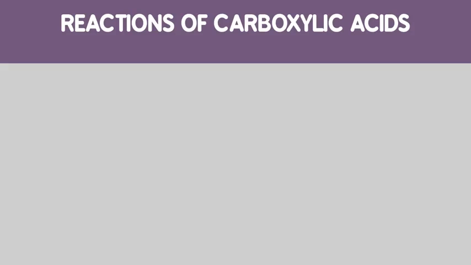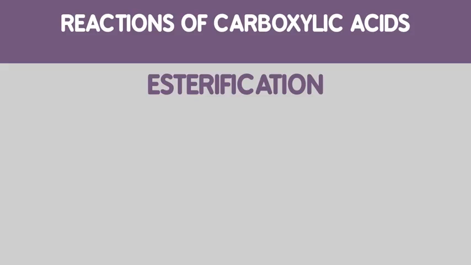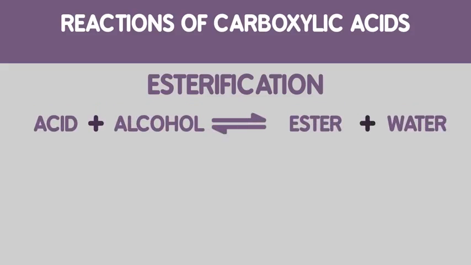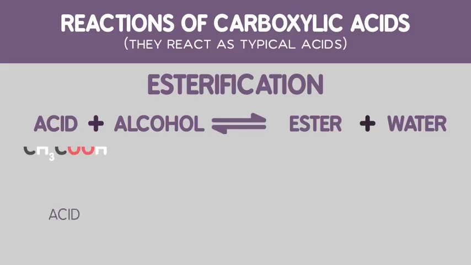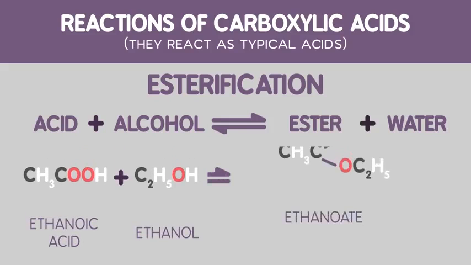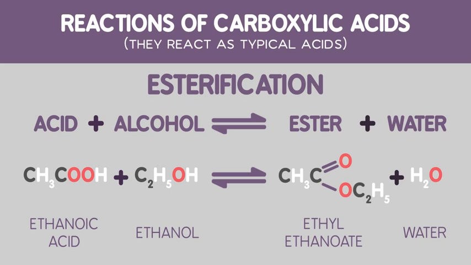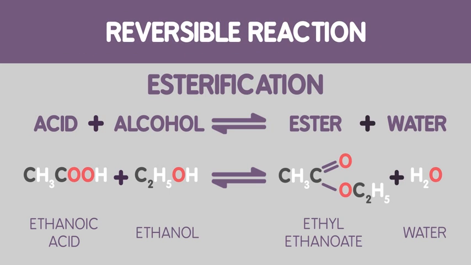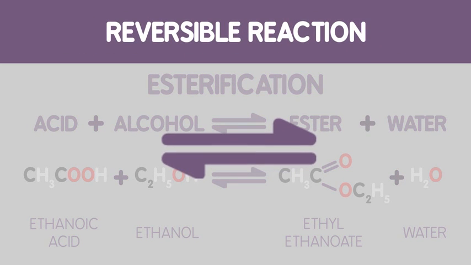Carboxylic acids also give another important reaction called esterification. Here they react with alcohols to give an ester plus water. An example is ethanoic acid and ethanol to ethyl ethanoate and water. This is a reversible reaction, which can be seen from the directions of the 2 arrows shown.